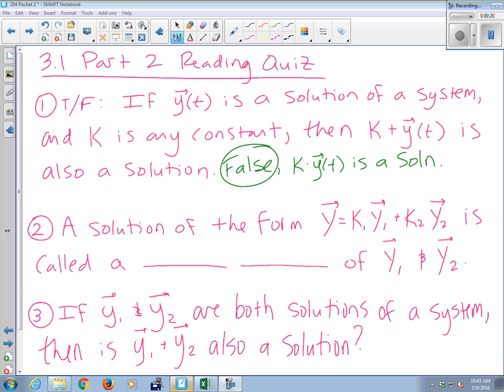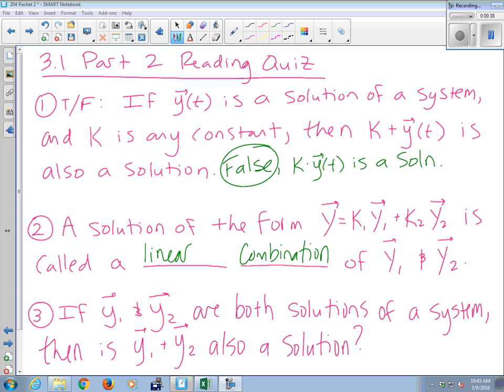That one's false. Okay. A solution that looks like k1 y1 plus k2 y2 is called a blank blank of y1 and y2. Linear combination. Linear combination.